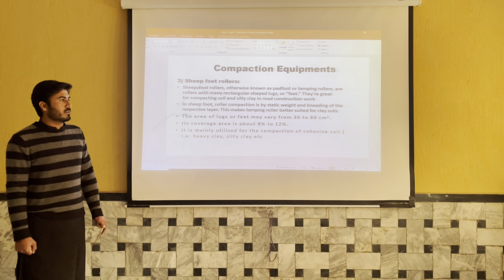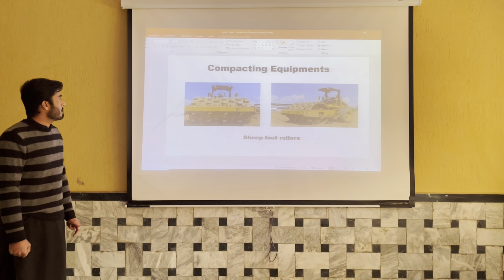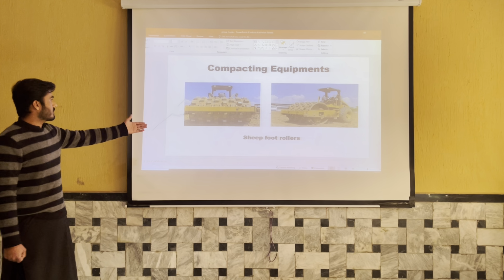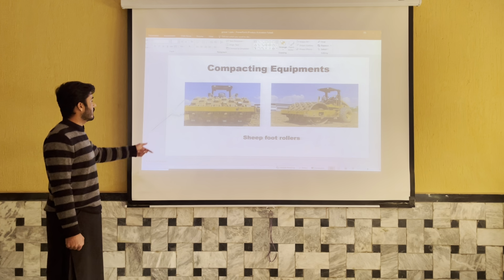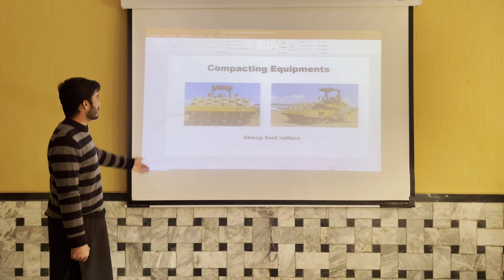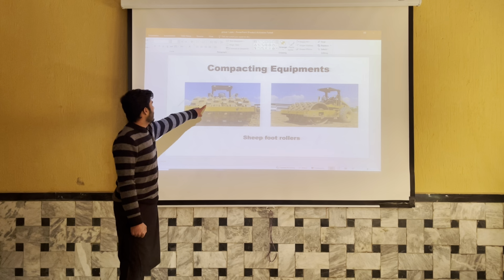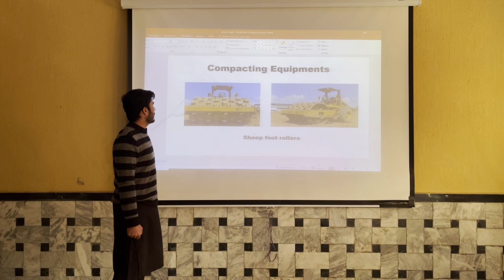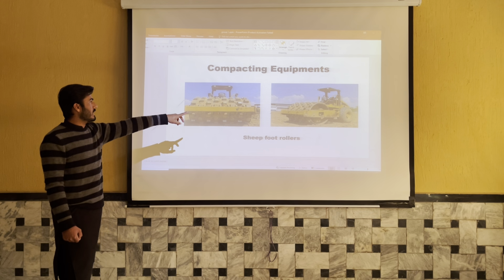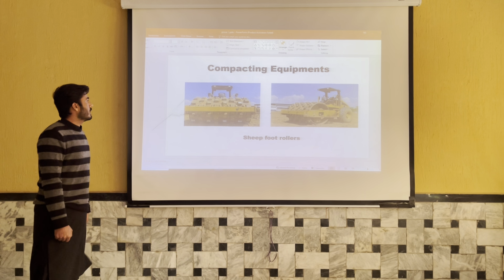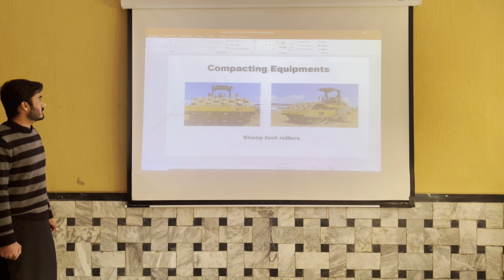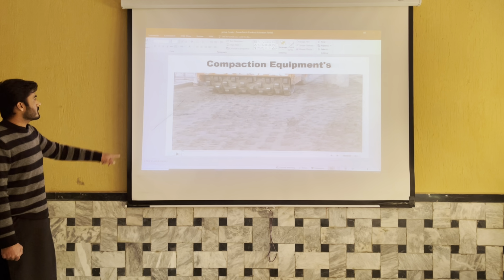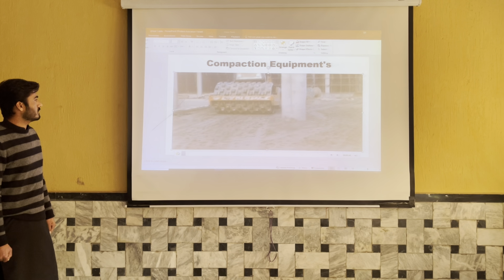Now I will invite. Yes, here are pictures of compacting rollers. So sheep foot rollers, you can see these are rectangular. These can be rectangular as well as square. Please, next. This is a video of how it works. You can see here.